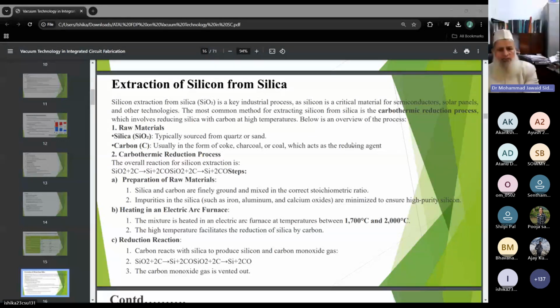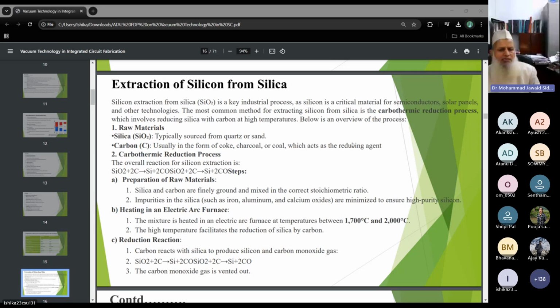The most common method for extracting silicon from silica is the carbothermic reduction process, which involves reducing silica with carbon at high temperatures. Below is an overview of the process. First, raw material. The raw material is silica, typically sourced from quartz or sand. Carbon is required because when silica reacts with carbon, carbon dioxide is produced, and silica is converted into silicon. The carbon is usually in the form of coke, charcoal, or coal, which acts as a reducing agent.